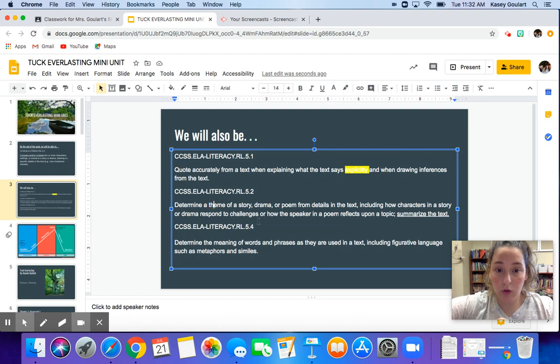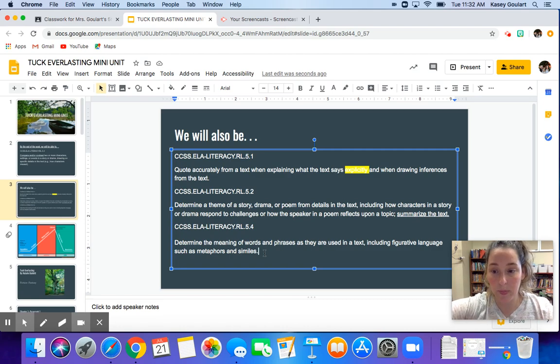All right, then we're going to be able to determine the theme of the story from the text, including how characters in a story or drama respond to challenges, or how the speaker in a poem reflects on the topic, but mainly we're going to use this to summarize the text because we've got to know what it means and what it says before we can do anything with it. And lastly, we're going to also understand and determine the meanings of words and phrases that are used, including figurative language. There are a lot of figurative language examples in this chapter, so we'll use that as well.